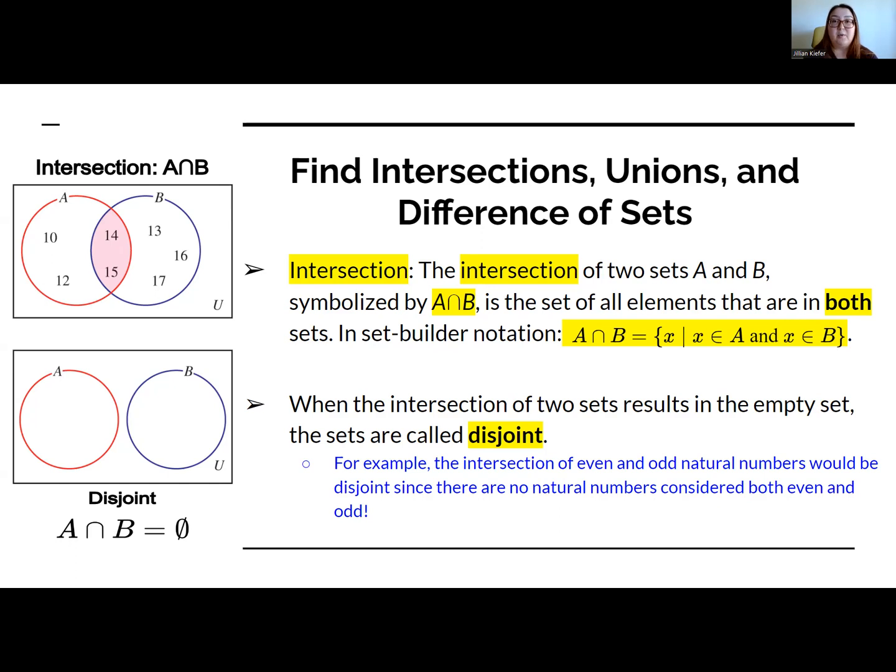A very common example would be the intersection of even and odd natural numbers. Natural numbers are 1, 2, 3, 4, 5, continuing on, and don't include negative numbers and don't include 0. 0 is always an iffy one, but if we exclude 0 by saying natural numbers, then there are no numbers that are both even and odd. That would be disjoint if we took the intersection of the two sets. They don't share any elements. Numbers are either even or they're odd. So those would be disjoint. That's a very common example.